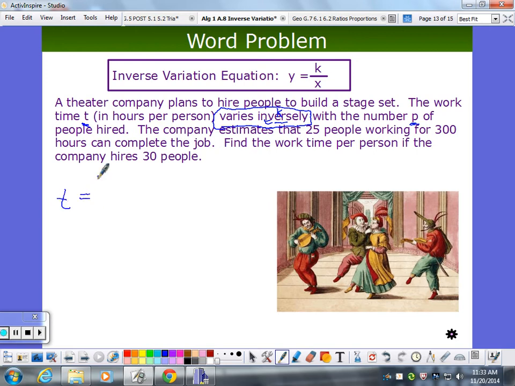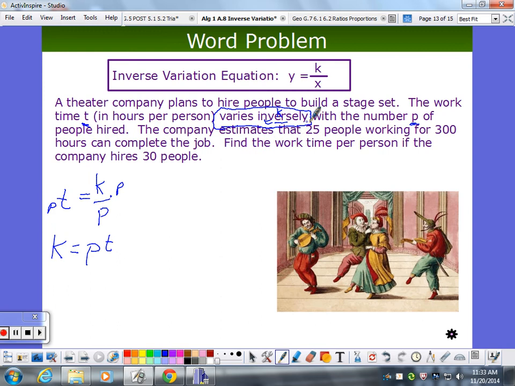Time varies inversely, so now I'm doing T equals K over the number of people hired, P. Solve this for K means you multiply both sides by P. So K equals P times T. And then they're going to give you people and time.